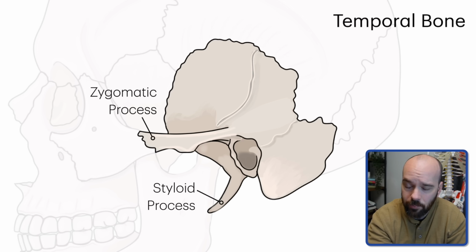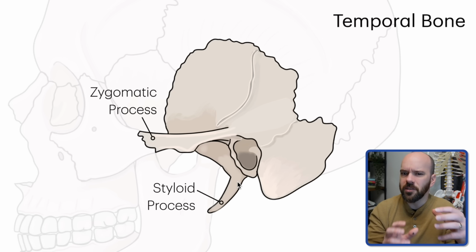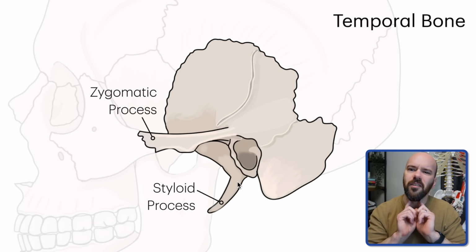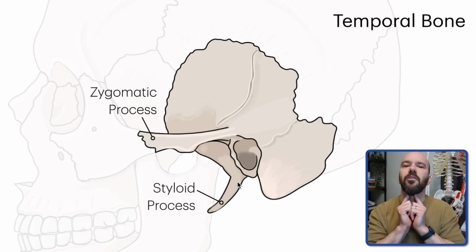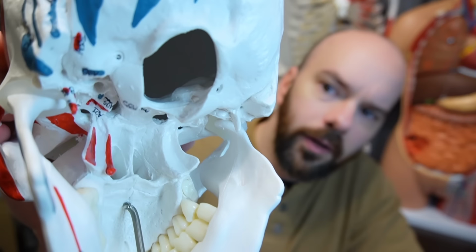Next, we have the styloid process. We've got a few muscles that connect to that, like the stylohyoid. Those muscles are going to help with our tongue movements, and there's a hyoid bone that's underneath our jaw right here. We can see that styloid sticking out right there.